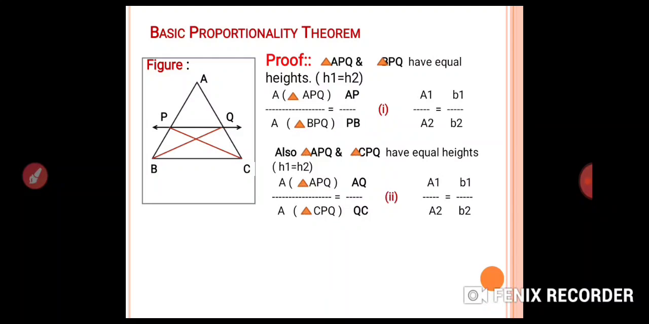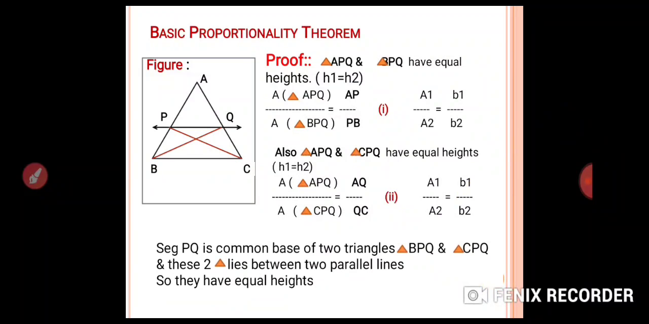Similarly, we write in triangle APQ and triangle CPQ, vertex P is common. So H1 is equal to H2, and we write area of triangle APQ upon area of triangle CPQ is equal to AQ upon QC. Here we see that there is a statement 1 and statement 2. By observing these two statements, we have to prove RHS is equal.